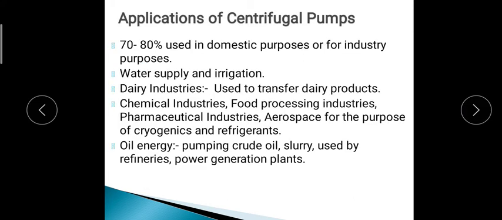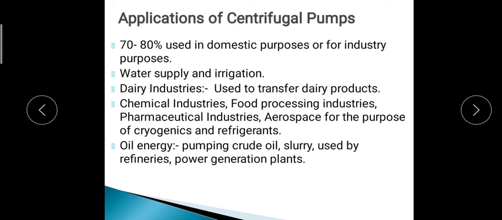Now the applications. Around 70 to 80% is used for domestic or industrial purposes. We use this type of pump in water supply and irrigation, and it is used in dairy industries to transfer dairy products like curd, milk, flavored milk, and all the different dairy products we observe. It is also used in chemical industries, food processing industries, pharmaceutical industries, aerospace, for refrigerants and cryogenics, and in oil industries for pumping crude oil, and for the slurry used by refineries and power generation plants.